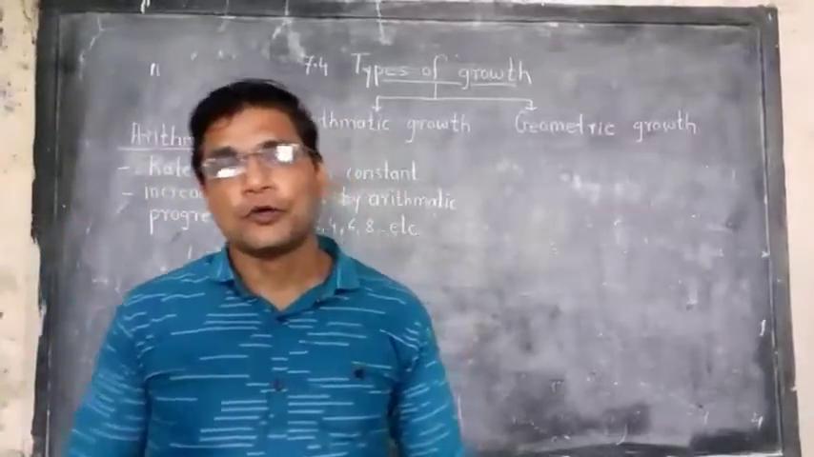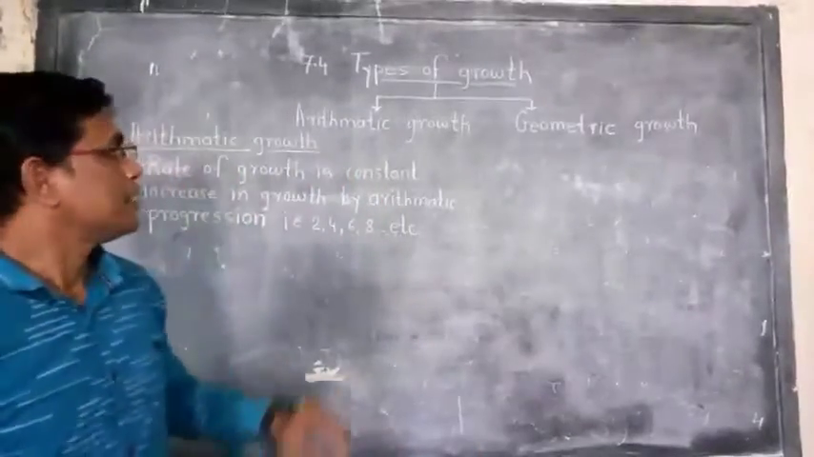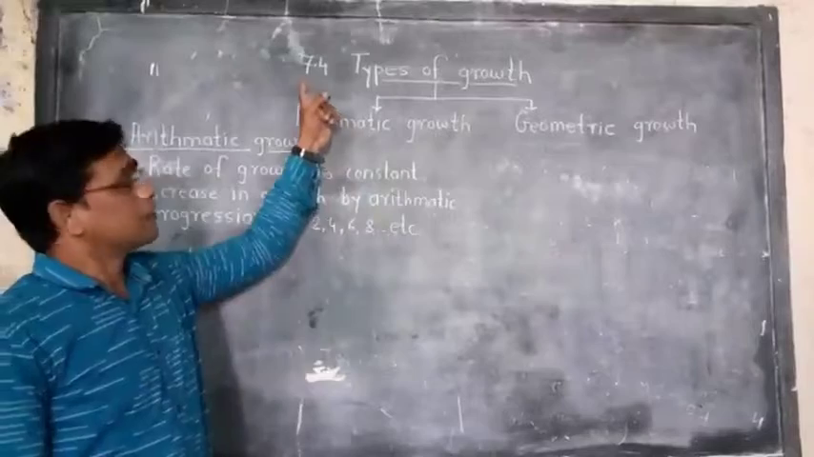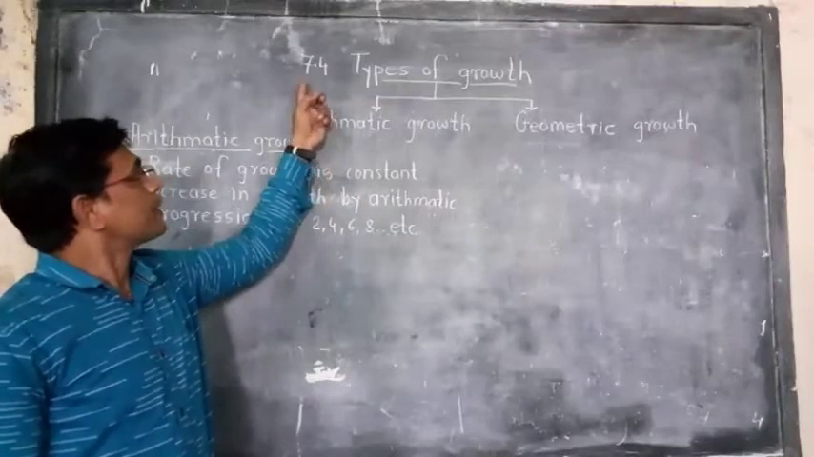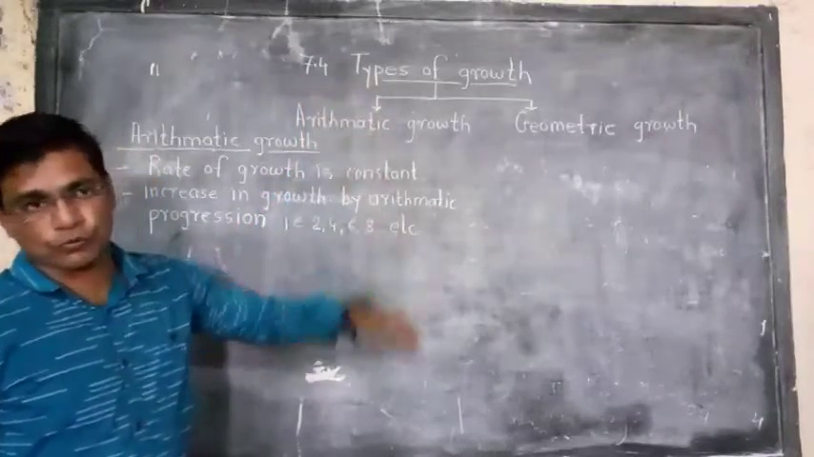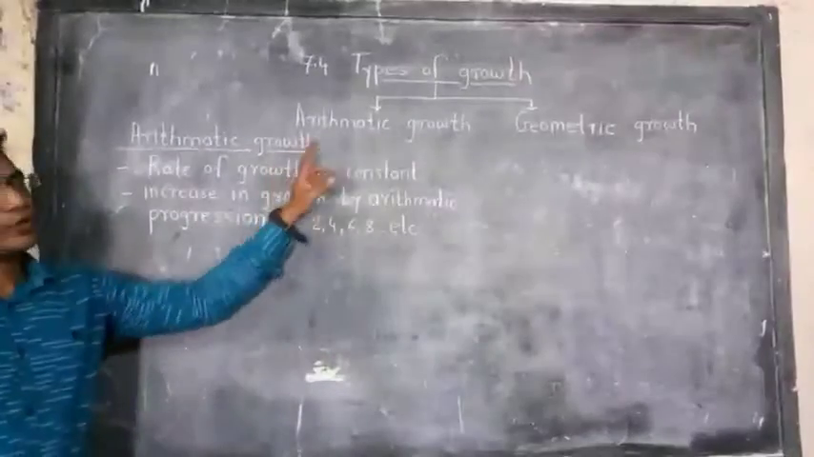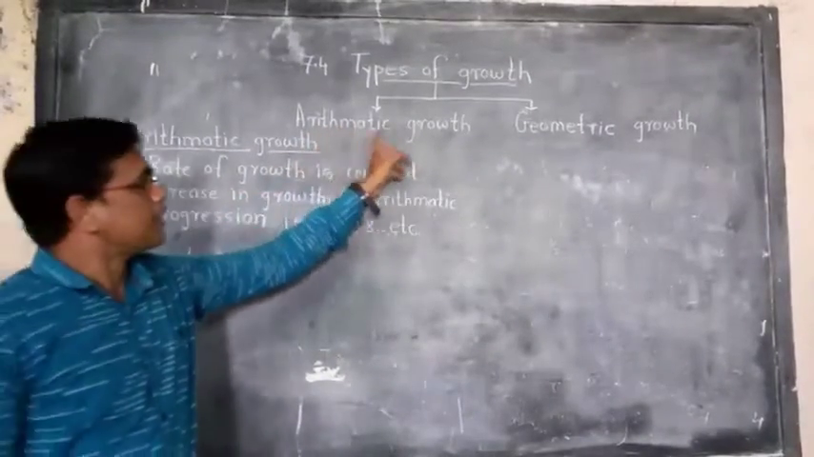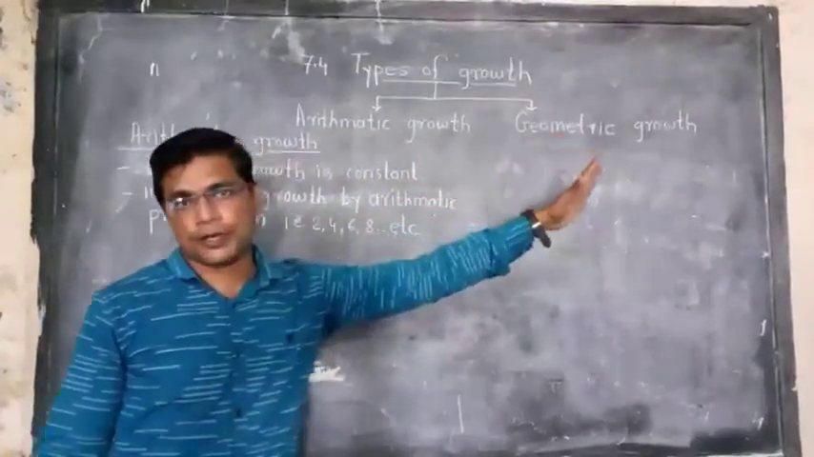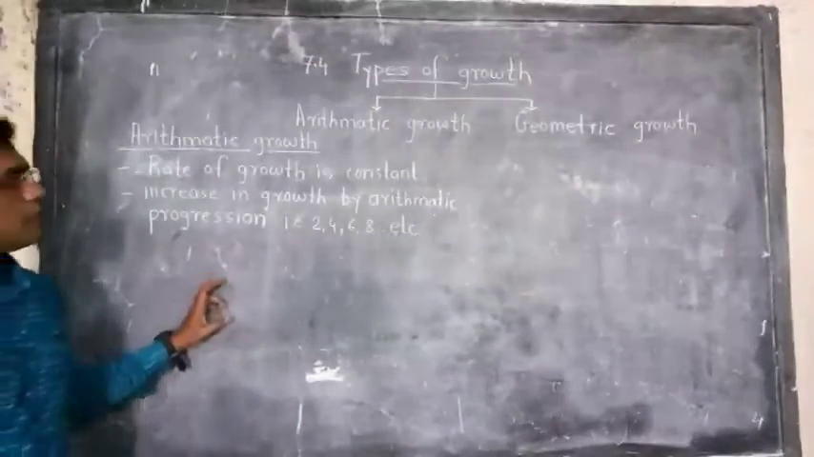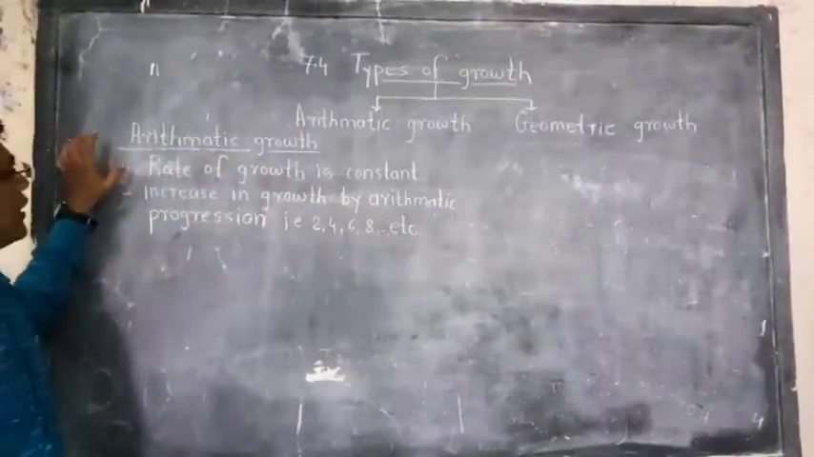Hello student, today we are going to study our next topic 7.4, types of growth. There are two types of growth, arithmetic growth and geometric growth. First of all, we are going to study the arithmetic growth.